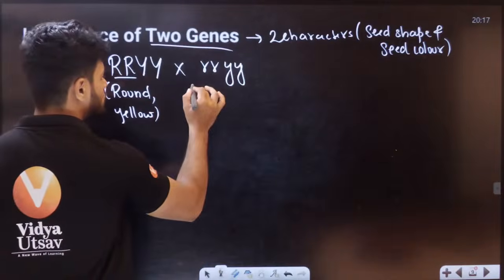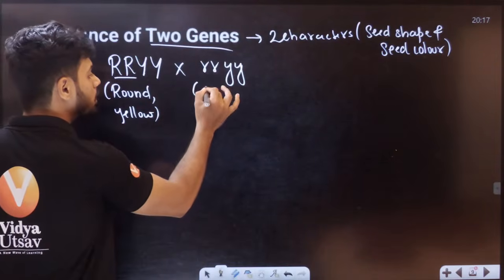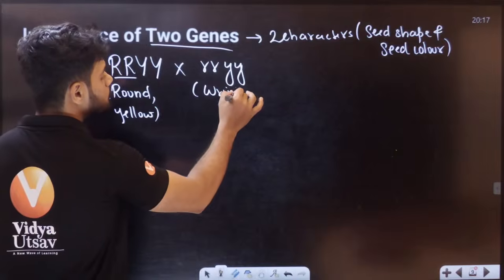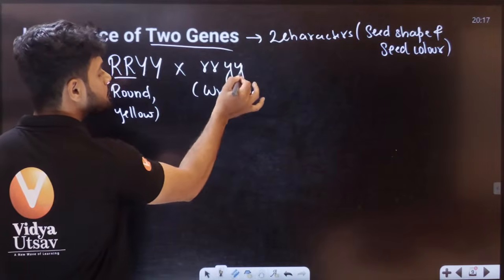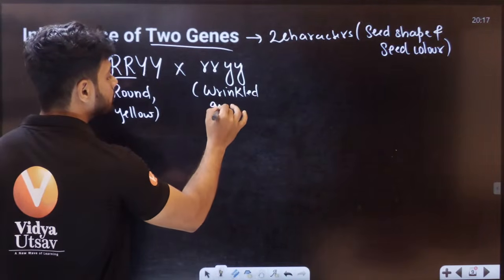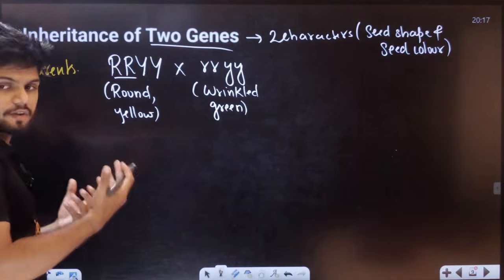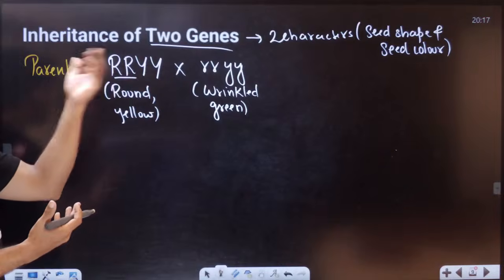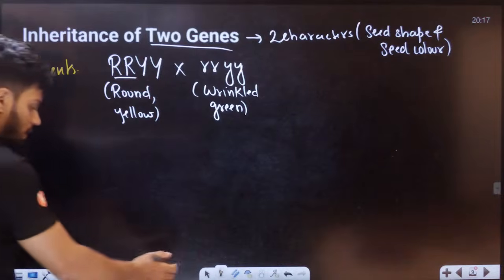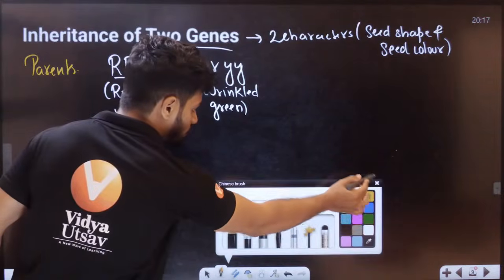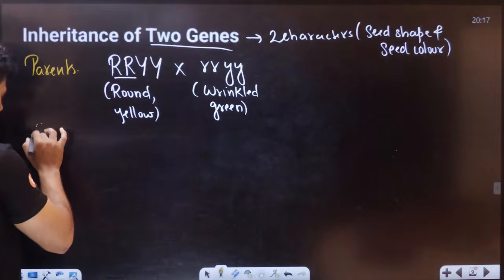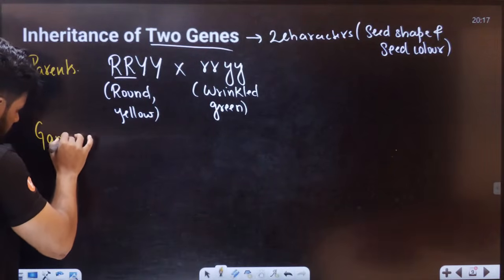Okay. This small r is going to be wrinkled. Small y is going to be green color. So those are your parents, which are obviously homozygous in nature. Okay, now students, next step is called gametes. Students, I want all of you to participate in the class. Next is going to be the gametes.